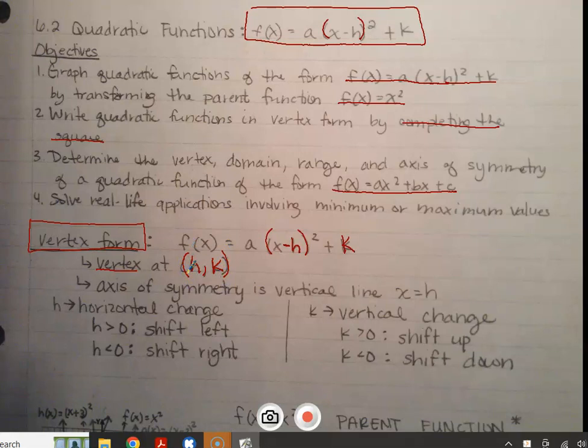It's kind of like slope-intercept form. Once we have an equation in slope-intercept form, y equals mx plus b, you could find the slope, find the y-intercept, and graph it. Once we have a quadratic in vertex form, we can find the vertex. We can also find the axis of symmetry because it's always at that vertex. So our axis of symmetry is the vertical line x equals h.